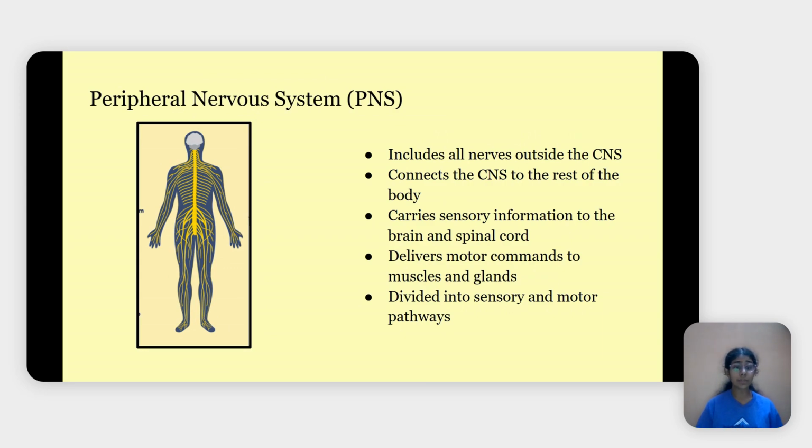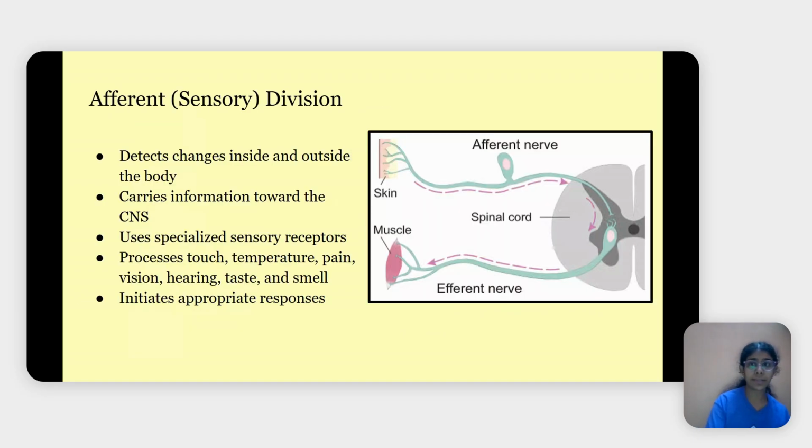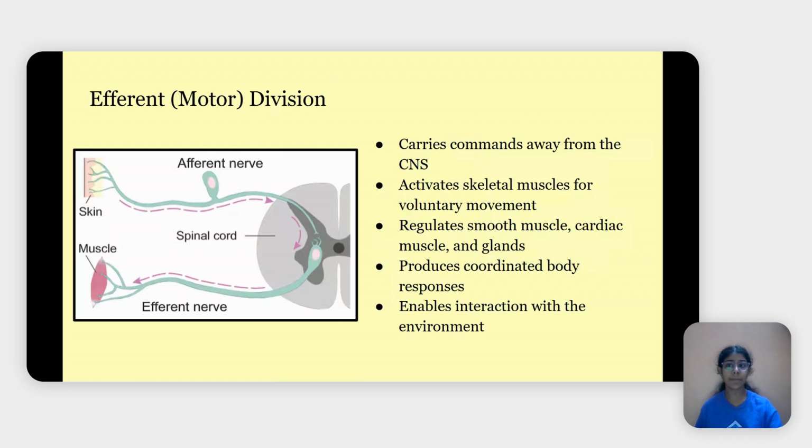The PNS is also divided into our sensory and motor pathways. The sensory pathway, or the afferent division, detects changes inside and outside the body. It carries information towards the CNS. Therefore, the afferent pathway allows the body to process external stimuli. It uses specialized sensory receptors to process touch, temperature, pain, vision, hearing, taste, and smell, and allows the body to initiate appropriate responses. Then we have the efferent pathway, or the motor division.